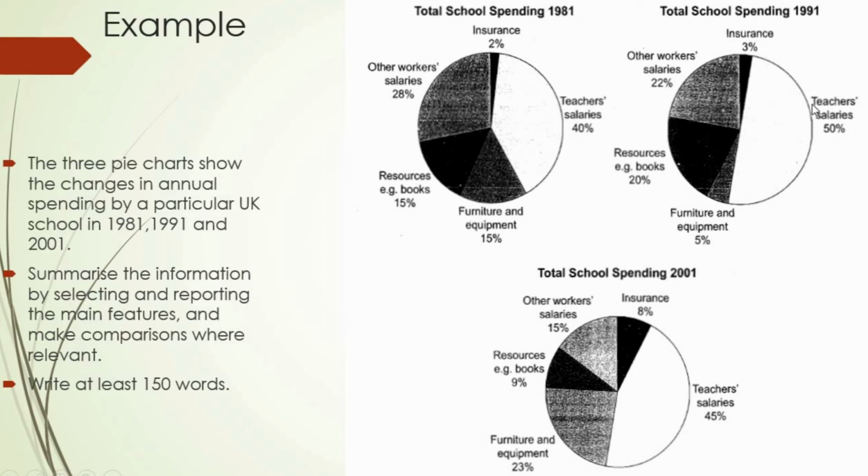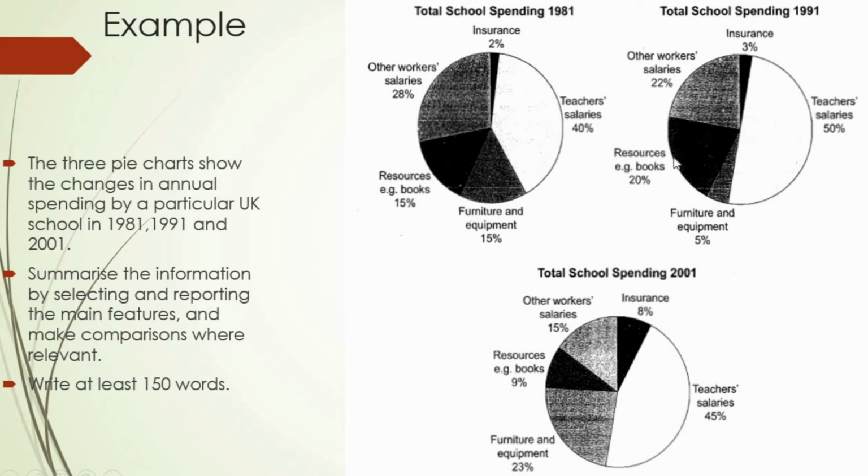After 10 years, the expenditure on teacher salaries increased by 10% and became almost 50%. However, the other workers' salary reduced and became 22%. But if you compare, still it's approximately 72%, and over here it was something like 68%. So in total, there is an increase in the salary expenditures after 10 years. Insurance rose by just 1%, still the least.